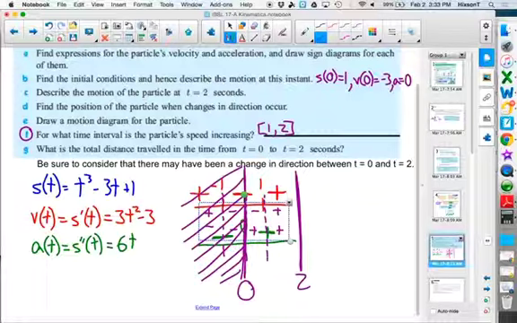Now, find the position of the particle when changes in direction occur. When will the change in direction occur? At 1. When it goes from negative to positive. When what goes from negative to positive? We're talking about change in direction. What determines our direction? Velocity. So when the velocity changes from negative to positive, that happens right here at 1. Okay? That's time equals 1.